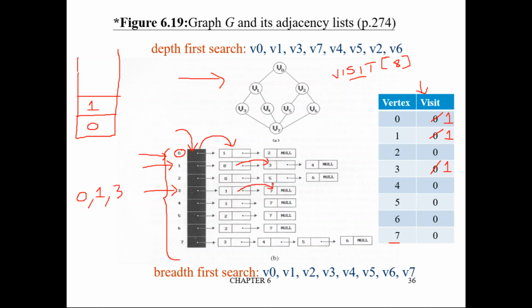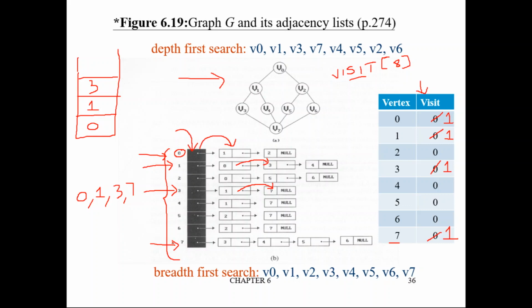So 3 is pointing to 7. Is 7 visited? No, 7 is not visited. So visit 7 and make its visit array value corresponding to that as 1. Now what should we do? Now we should jump to the adjacency list position 7. But before jumping, you should push what? 3 to the stack, because we are jumping from where? 3. So push 3 to the stack and then jump. So now the control goes to 7.